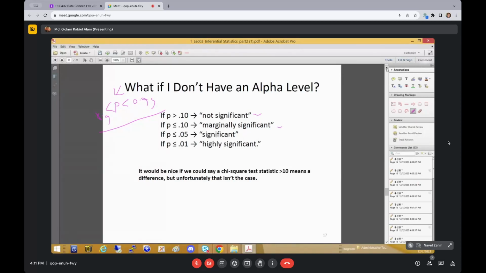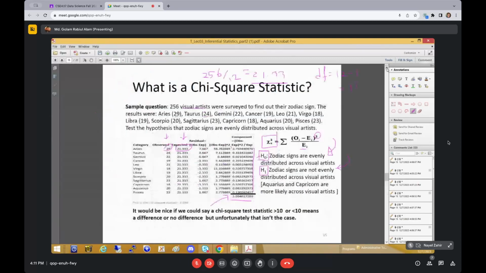Then that means we got this result, so we should not reject the null hypothesis. Okay, we didn't get a significant result. So we should not reject the null hypothesis. That means we should accept the null hypothesis. That is, zodiac signs are evenly distributed across the visual artists.